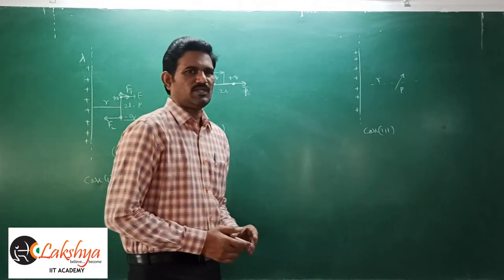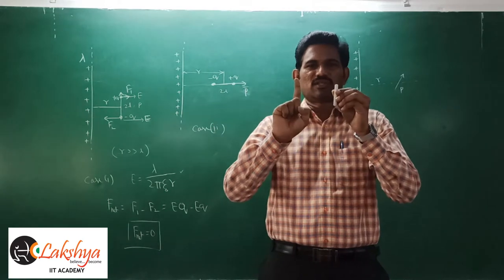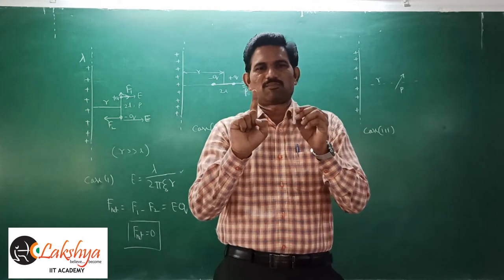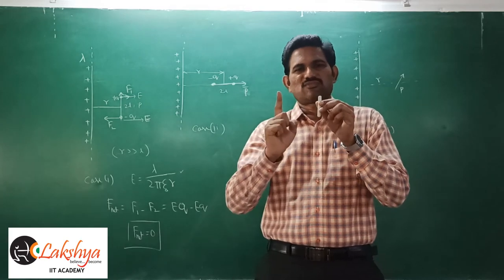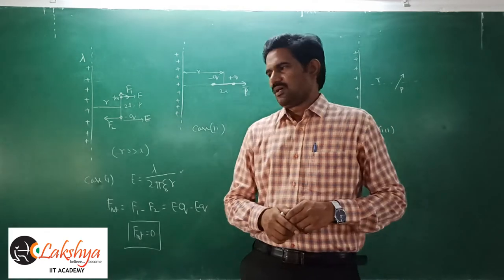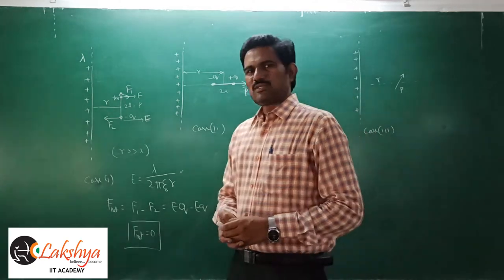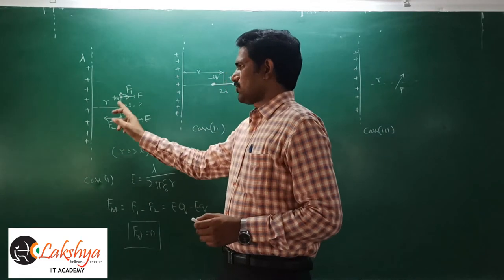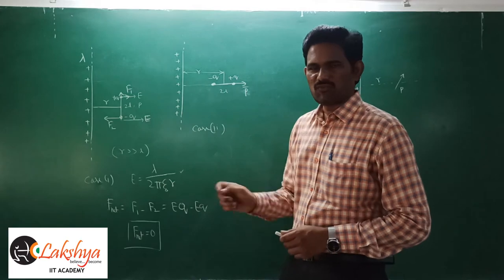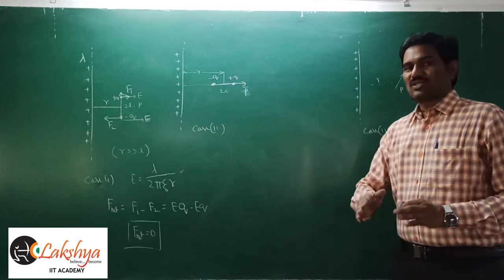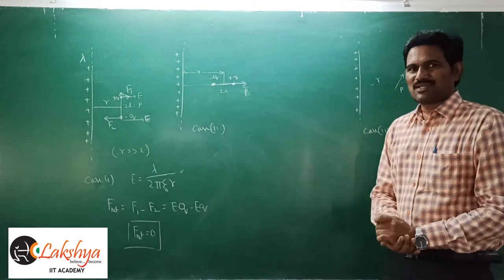Is it clear? When the dipole is placed parallel to this line of charge such that they are lying in the same plane, the distance of the positive charge and the distance of the negative charge from this line of charge will be the same. And so automatically the electric field will be the same. Now the forces will be equal and opposite, and so they cancel each other. So the net force acting on the dipole is zero. That is the point which we mentioned previously as a note.